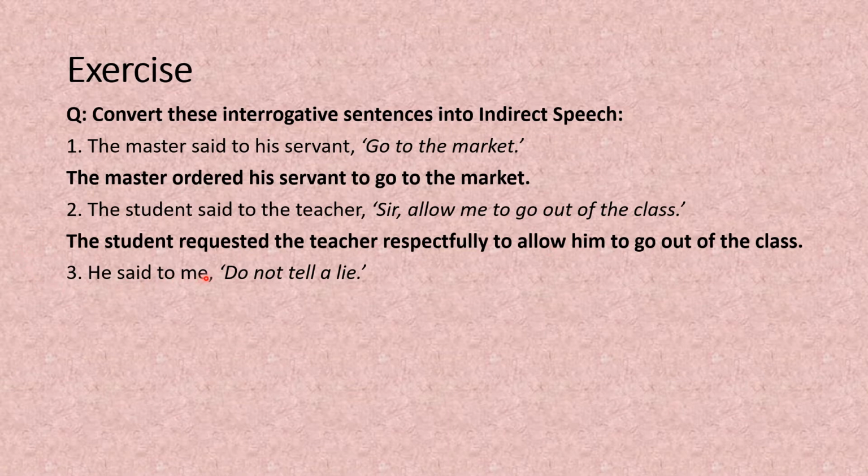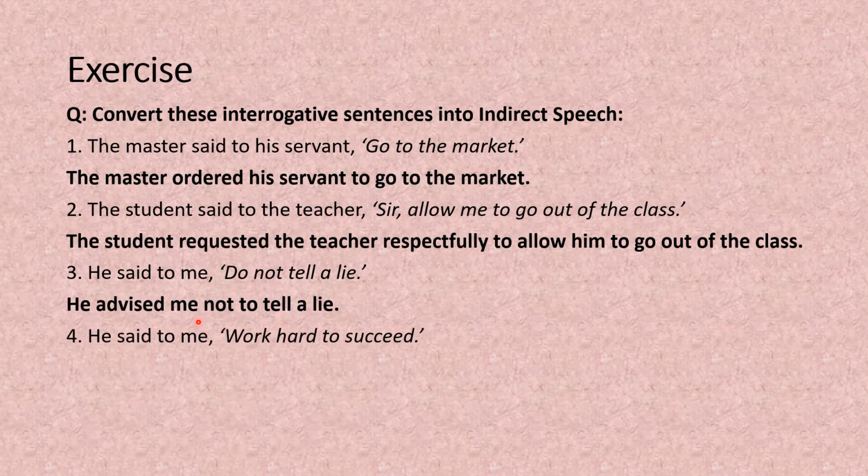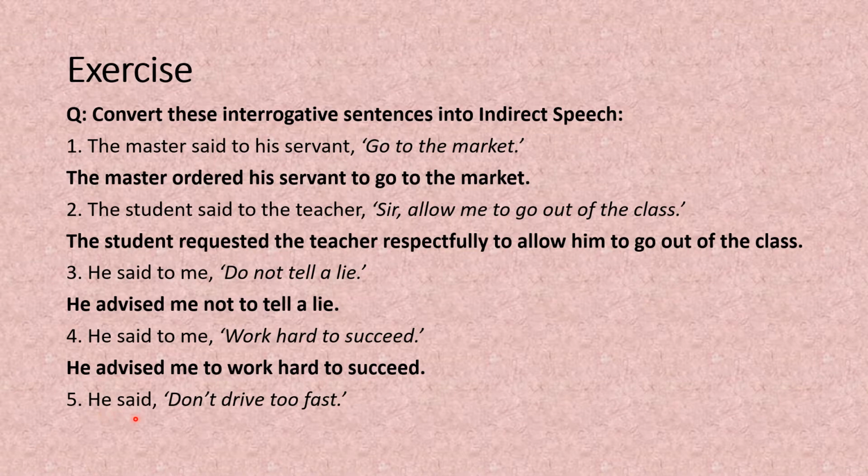Number 3, he said to me, do not tell a lie. He advised me not to tell a lie. Number 4, he said to me, work hard to succeed. You say, he advised me to work hard to succeed. Number 5, he said, don't drive too fast. You'll say, he forbade me to drive too fast. Forbade means to request not to do something.